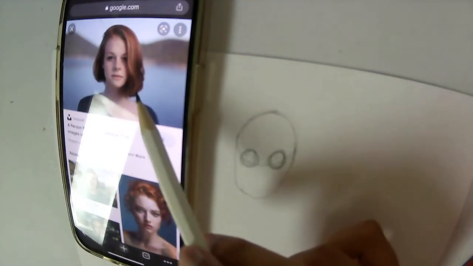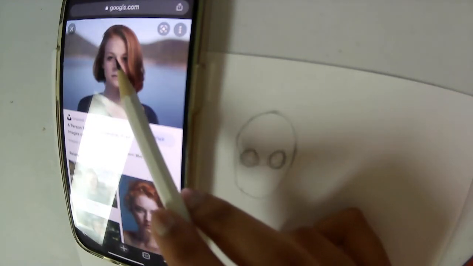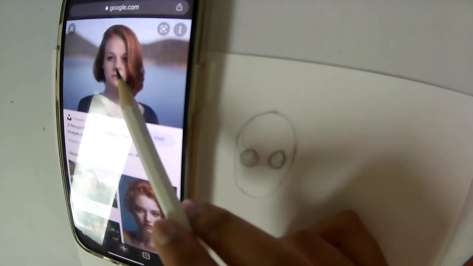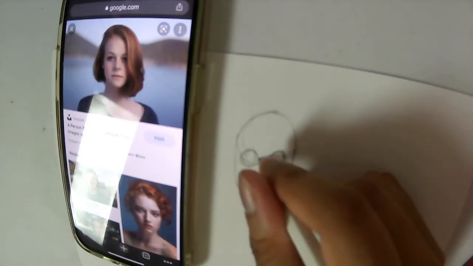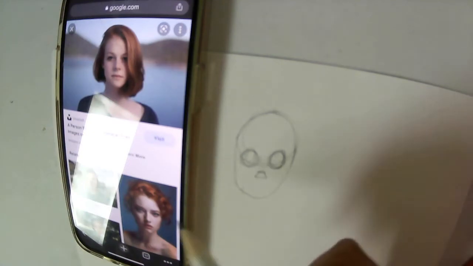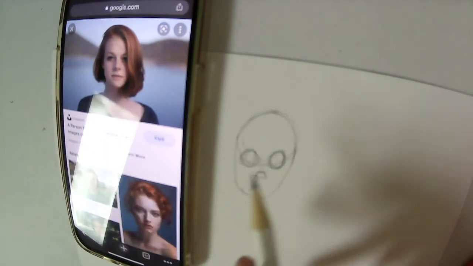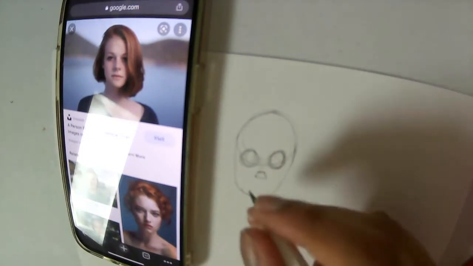Then we see that she has a little nose right here. And to me, that looks like a sort of trapezoidal shaped nose. So what I'm going to do is draw two lines like that, and I'm going to draw a trapezoid. Or, you know, you don't have to do exactly a trapezoid. If this looks like a square to you, draw a square. If it looks like a circle to you, draw a circle. It's really up to you.